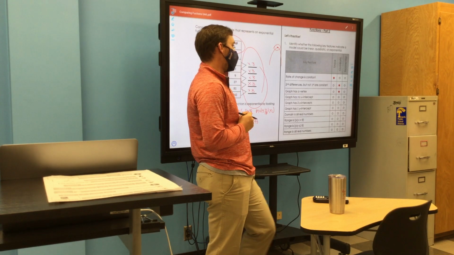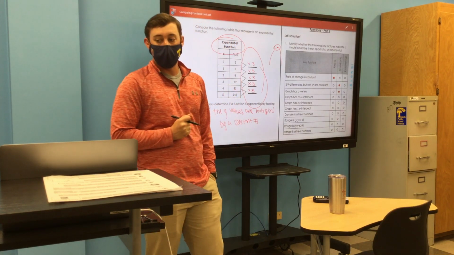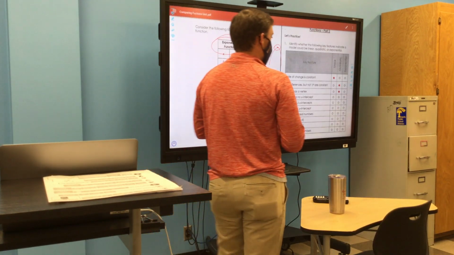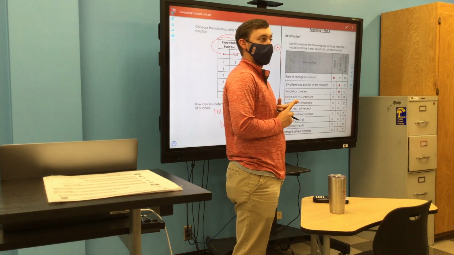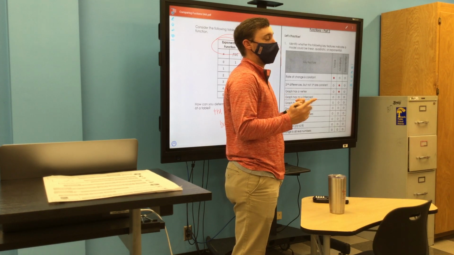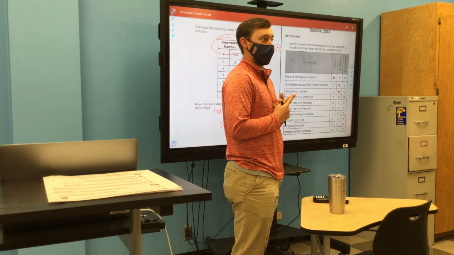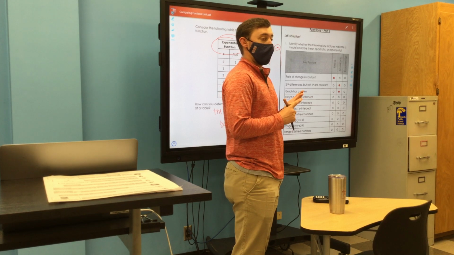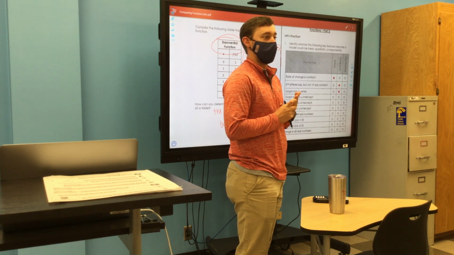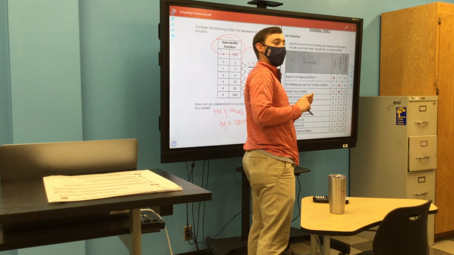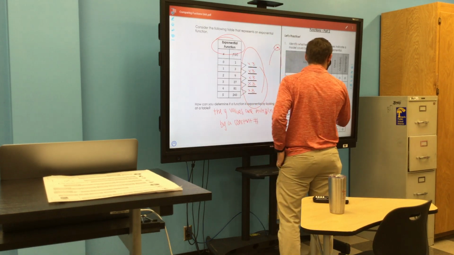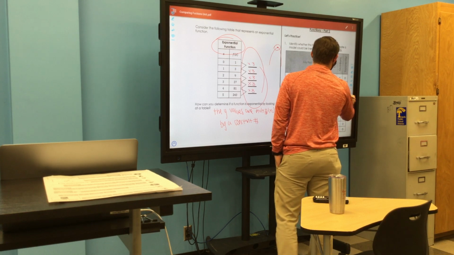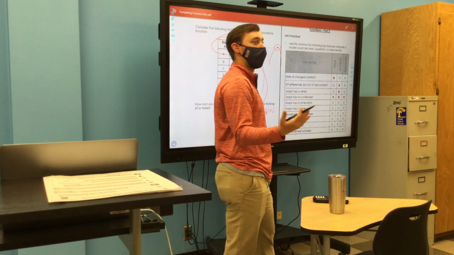Which graph has no x-intercept? Are there any at all? Can a linear not have an x-intercept? Let me ask it this way: can a linear have 0 solutions? Yes. Can a quadratic have 0 solutions? Yes. Can an exponential have 0 solutions? Yes. So all three of them can have 0 solutions, which means all three could have no x-intercept. They can have an x-intercept, but they don't have to.